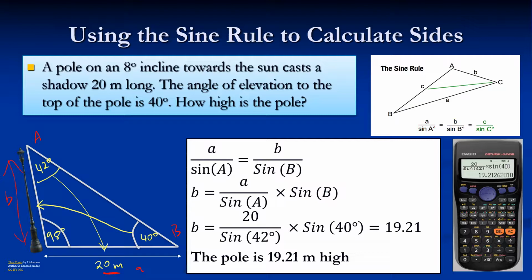So now we can just rearrange our equation so that b equals the size of side a, so that's 20 meters, over the sine of angle A, which is 42 degrees. So remember they're opposites. And then we're just going to multiply that by the sine of angle B. So that's this one here. And that should get you 19.21 meters, which is really high for a pole. So that's not really realistic, to be honest. Those big tall ones on the farm, for example, are only 11 meters high.